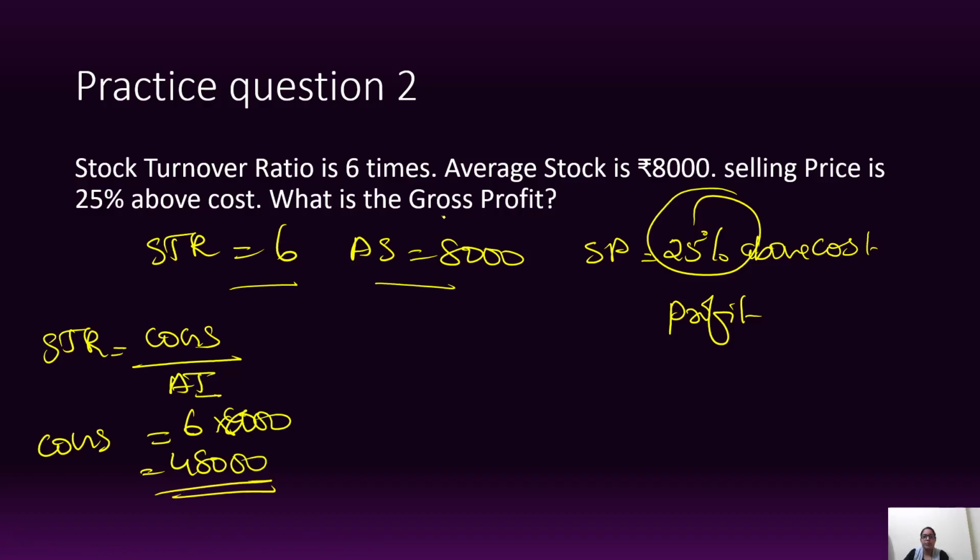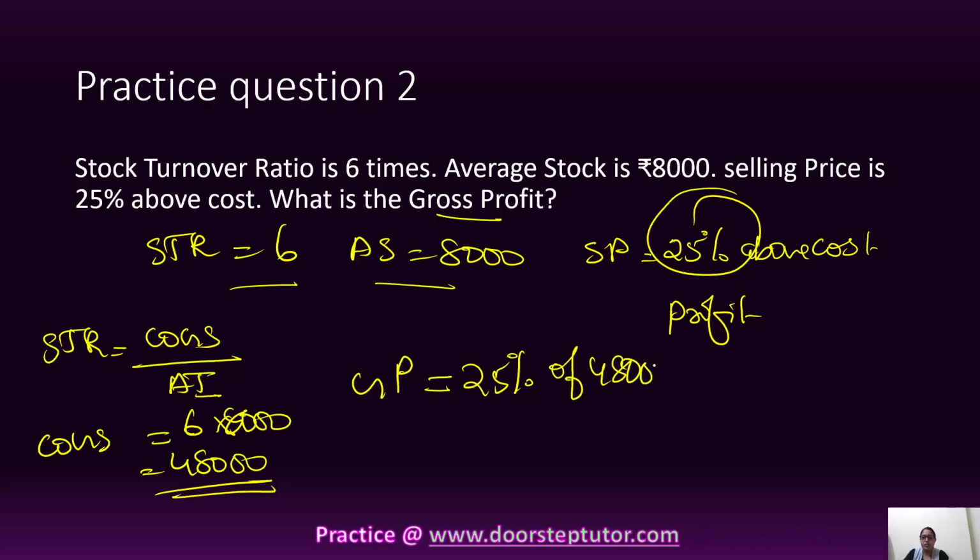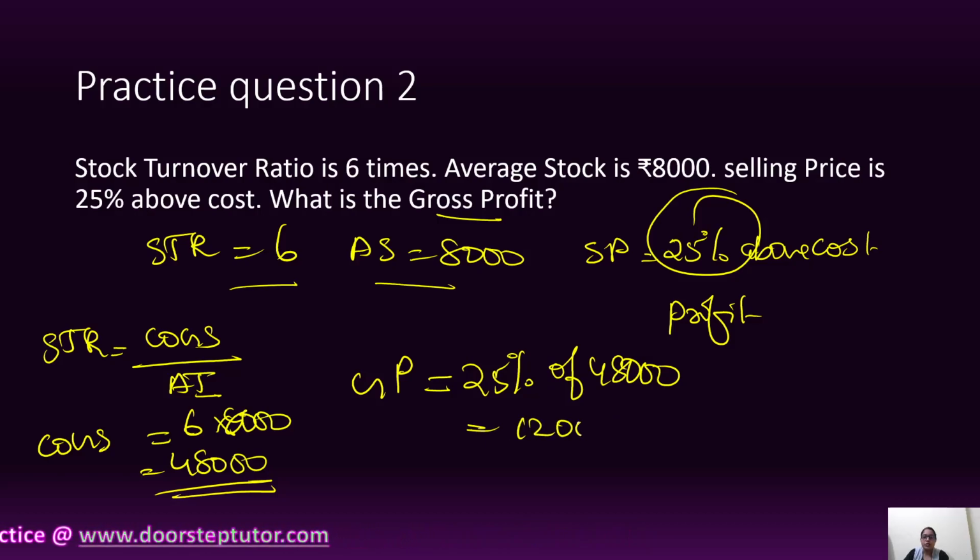We are supposed to compute gross profit. What is gross profit? 25% of cost. What is the cost that we got here? 48,000. So 1/4 of 48,000 is 12,000. We easily found out the answer.